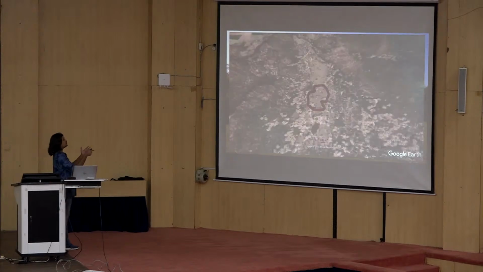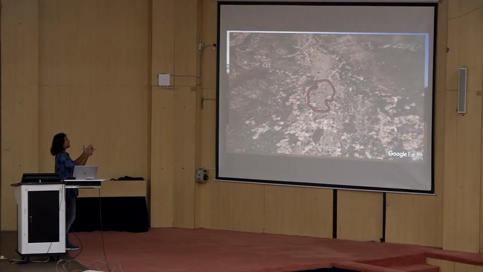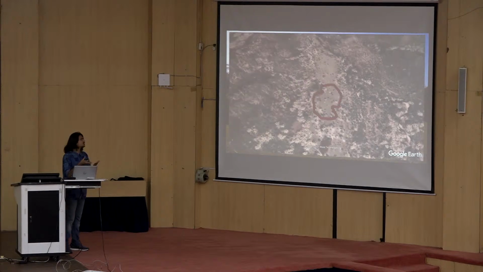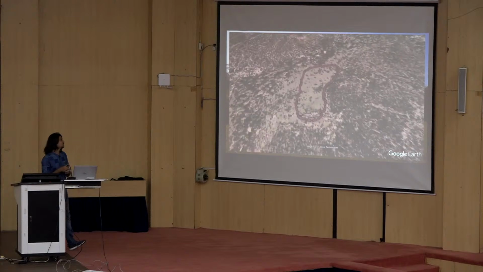As we zoomed in, we also noticed that there were lots of hill ranges across the landscape, and all the grazing grounds across the study area were present in the valleys of these hill ranges.